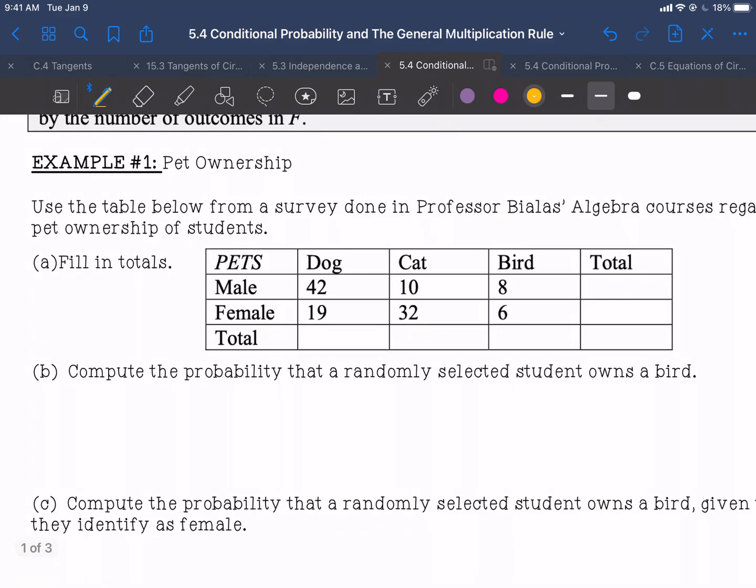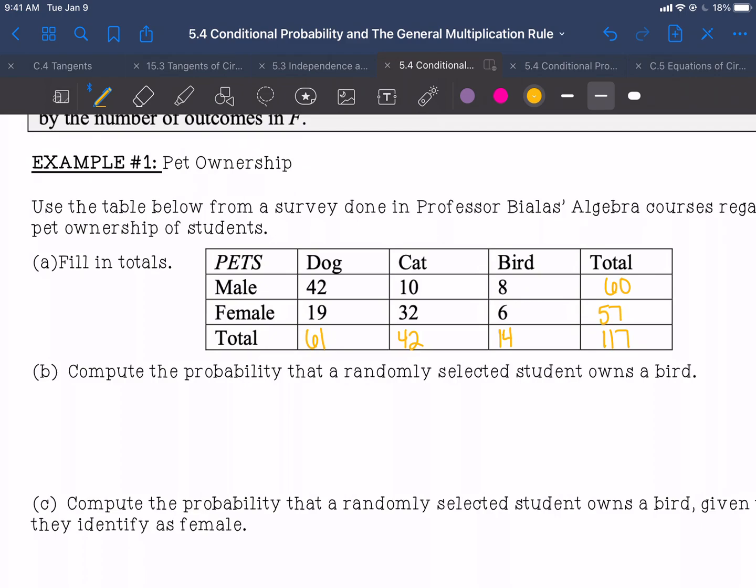So if I fill in the total for dogs, 42 plus 19 would give me 61. The total for cats would be 42. The total for birds would be 14. And then if we find our total of male students, that would be 60. And our total female students would be 57. So together, if you add 60 and 57, you get 117. And that's also the same if you add the 61, 42, and 14 together.